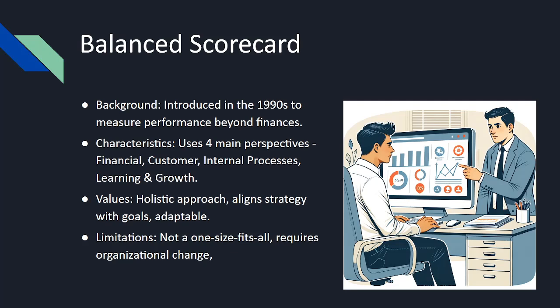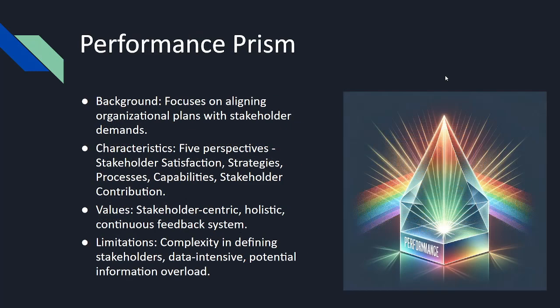And then it also requires a lot of organizational change. So that requires a lot of resources, a lot of time, as it attempts to align the entire company. It requires a lot of change throughout each department. Now we're going to move into the next model. We have the performance prism.